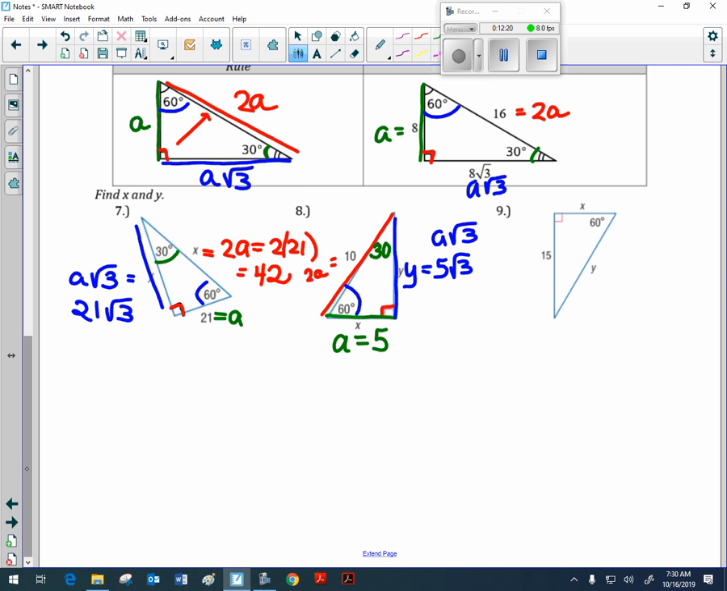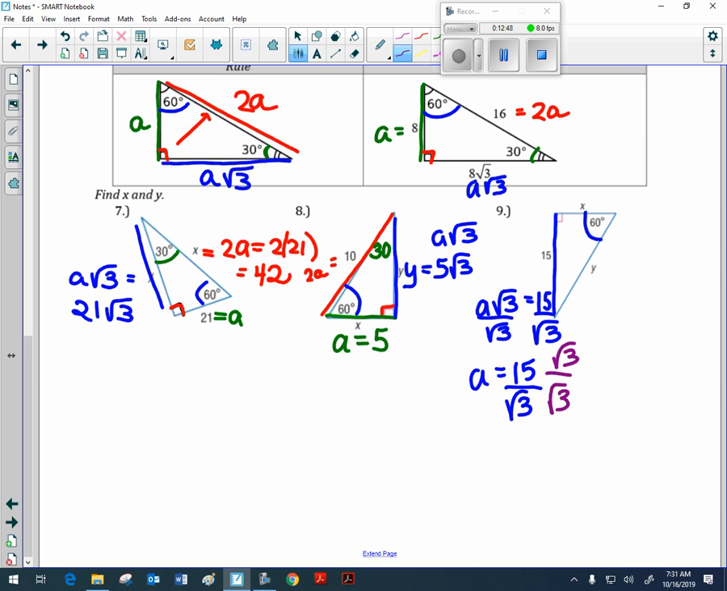When I go on to question 9, the side that they give me is across from the 60. That means that when they tell me that that's 15, that's the A radical 3 side that's equal to 15. I need to figure out A, so I'm going to divide both sides by radical 3. So A is equal to 15 over radical 3. We know that we're not allowed to leave a radical in the denominator, so we have to rationalize it. And when we go through and do that rationalizing, we end up with 15 radical 3 over 3, which gives me 5 radical 3.